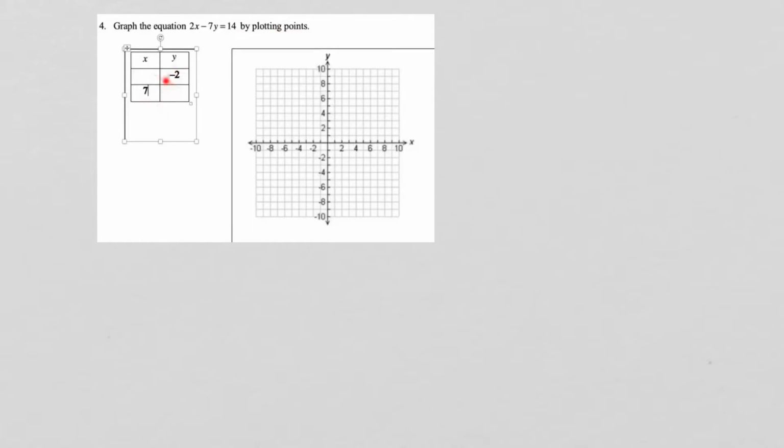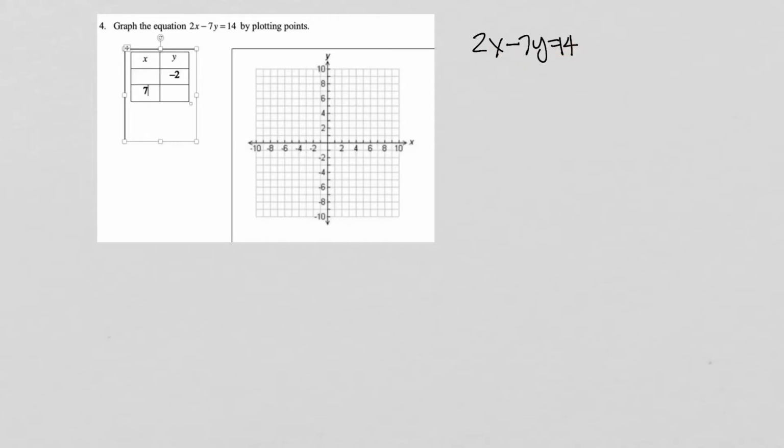Now, they're already giving us a couple points here, but let's try something else here, and we'll see that we actually get this. So I'm going to write that equation over here, 2x minus 7y equals 14, and here's what I notice. This happens a lot in textbook problems, is that you'll see the variables on one side and the constant on the other, and this is called general form or standard form.